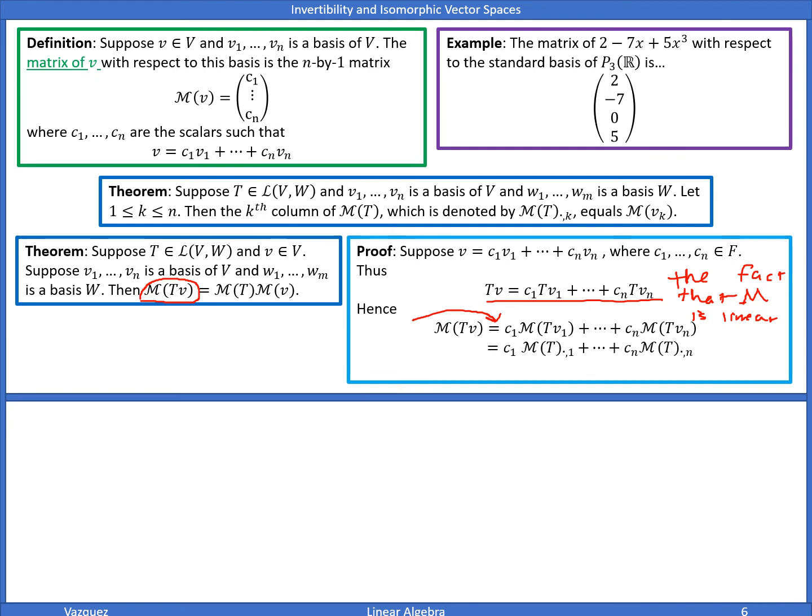Well, then we get this equality that's equal to this. And where did that come from? The second equality comes from this theorem up here, right? So M of V k, that matrix, is the same thing as this over here. So we're really just applying that theorem, which is equal to M of T times M of v.